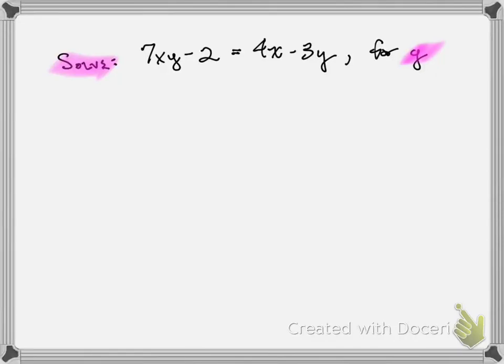Hi all. In this set of examples, we will work with more than one variable for each problem. And in this first example, we have two variables, x and y, and we are asked to solve for y. The first step in this problem is to move anything with the variable that we're asked to solve for to one side and everything else to the other.